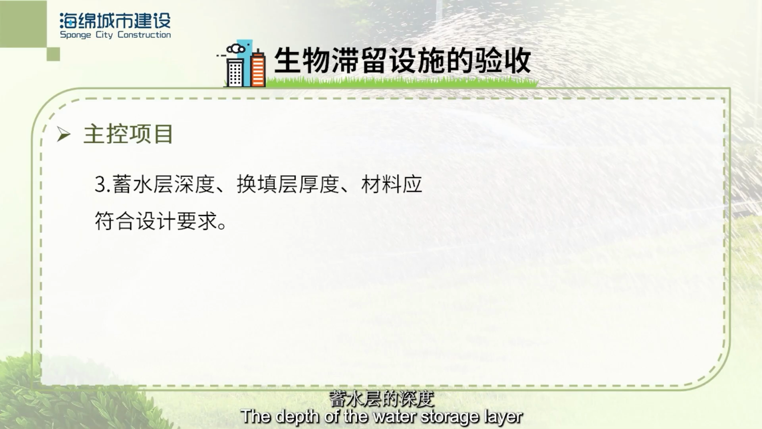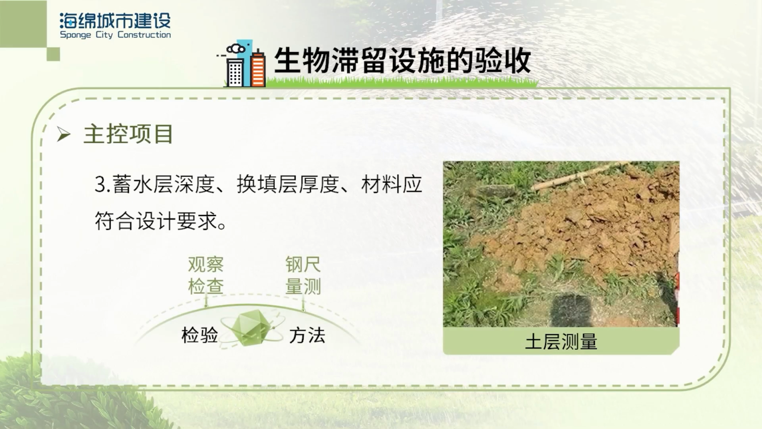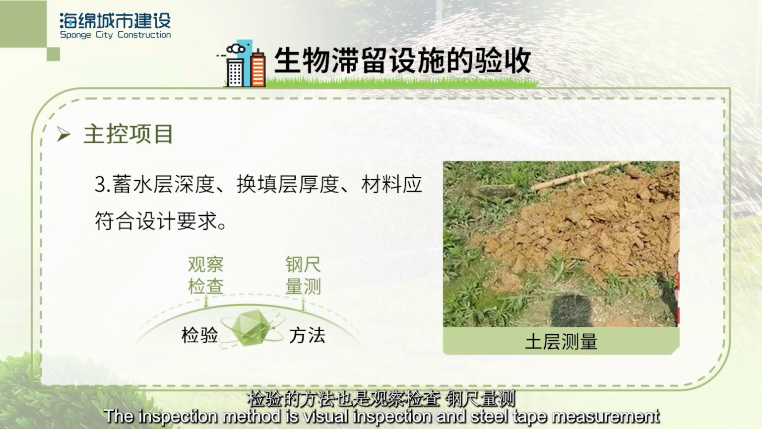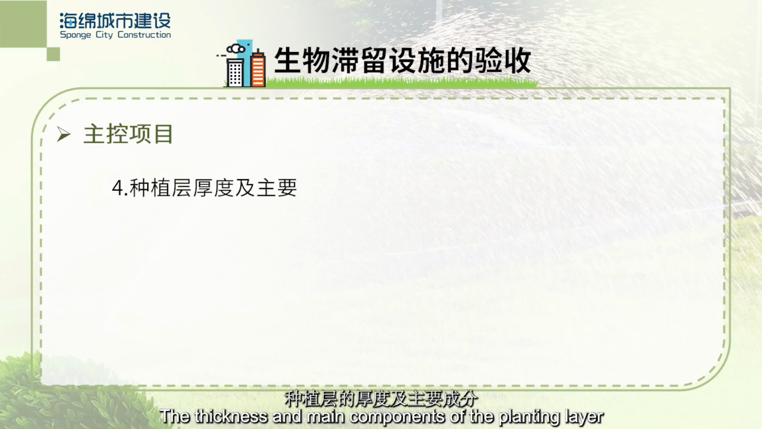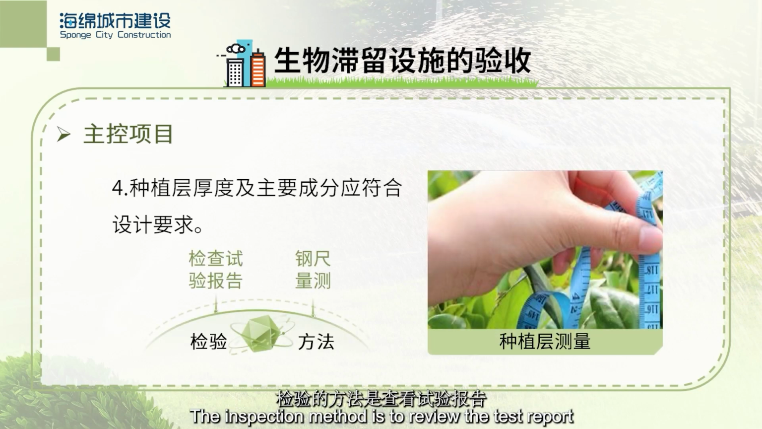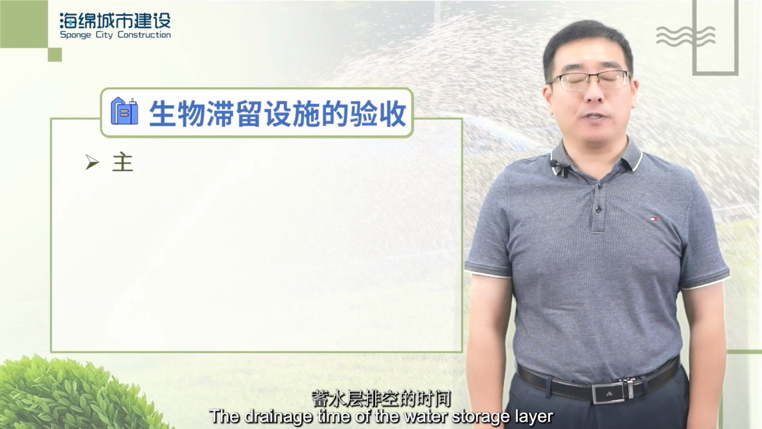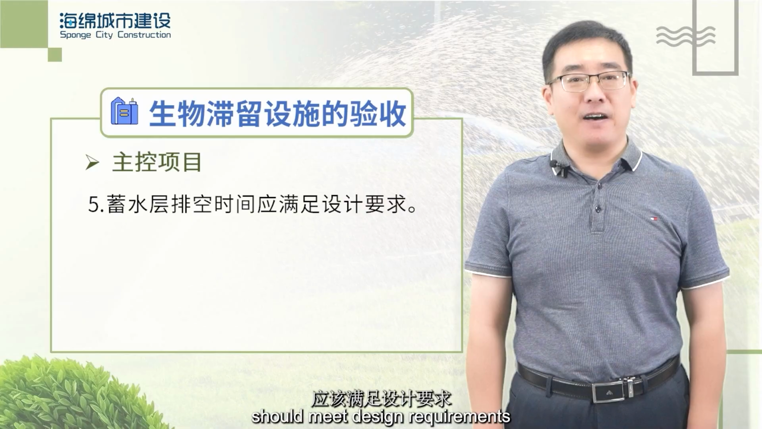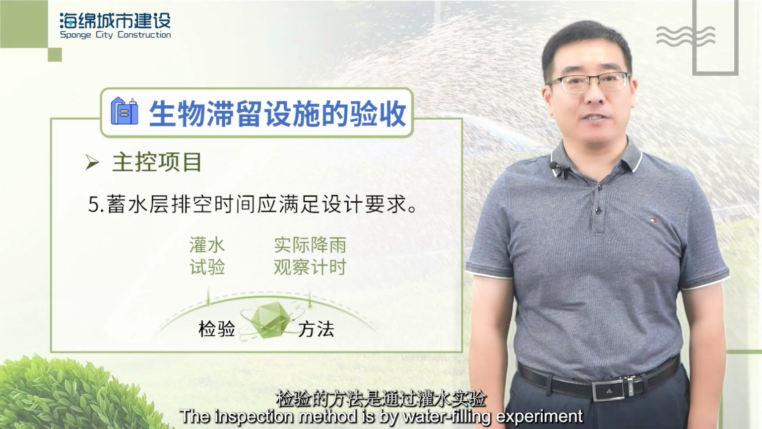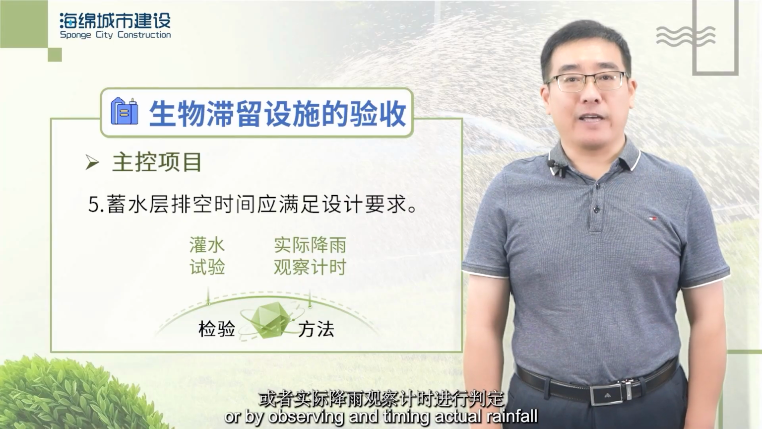The depth of the water storage layer, the thickness of the replacement layer, and the materials used should meet actual requirements. The inspection method is visual inspection and steel tape measurement. The thickness and main components of the planting layer should meet design requirements. The inspection method is to review the test report and conduct steel tape measurement. The drainage time of the water storage layer should meet design requirements. The inspection method is by water filling experiment, or by observing and timing actual rainfall.